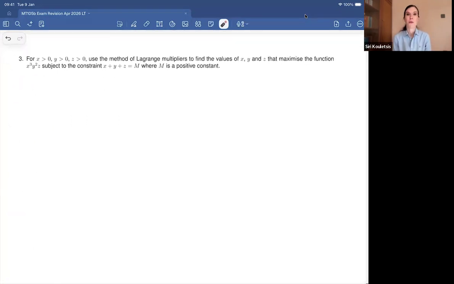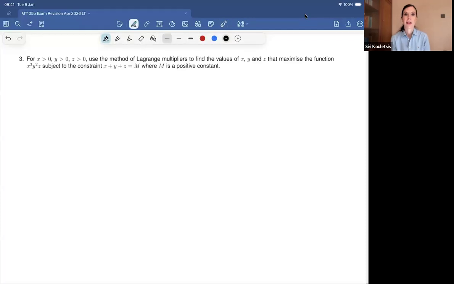Now, let us move on to the method of Lagrange multipliers. You know this very well from Maths 1. And here we've just expanded to a third variable. So this question reads: for x, y, and z all strictly greater than 0, use the method of Lagrange multipliers to find the values of x, y, and z that maximize the function x cubed y squared z, subject to the constraint that x plus y plus z must equal m, and m is a positive constant.